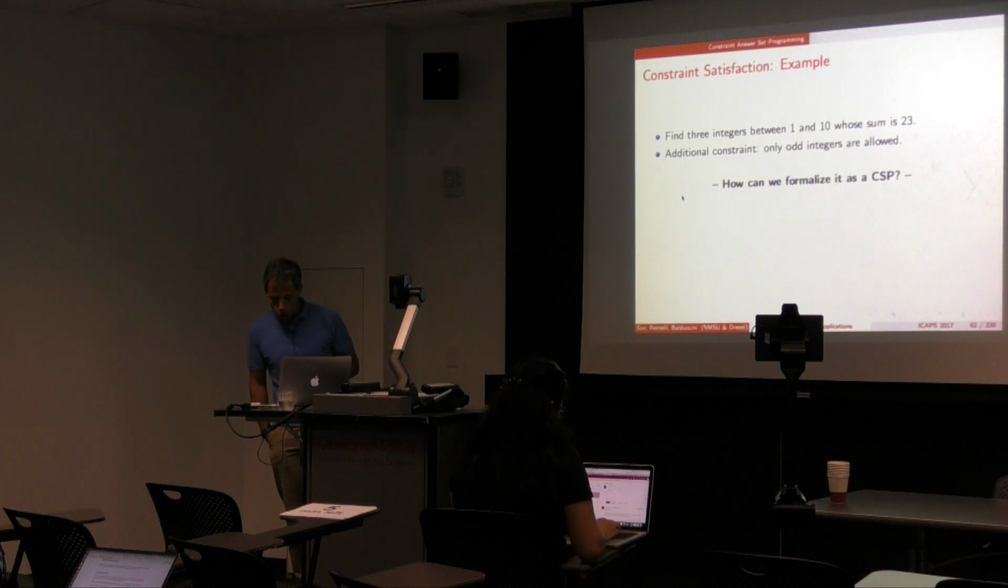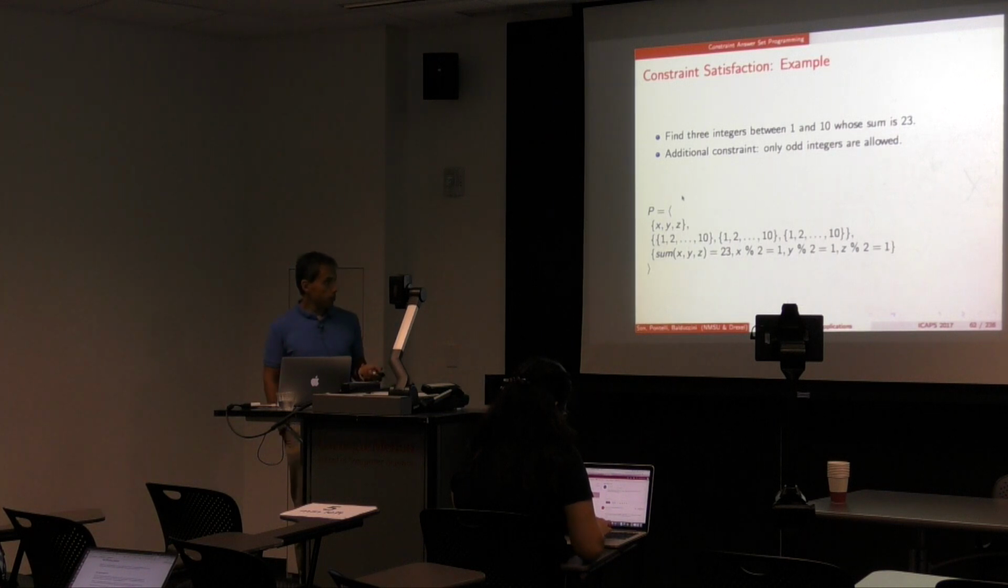So the next thing is to put these concepts in practice and see how we can play with constraint satisfaction. So consider that we have 3 integers. They can range between 1 and 10, so that's the domain of each of the integers. We want the sum of those integers to be 23, and so the goal is to find values for those integers. On top of that, we have an additional constraint that we should consider only odd integers. Okay? So how do we formalize something like that as a CSP?